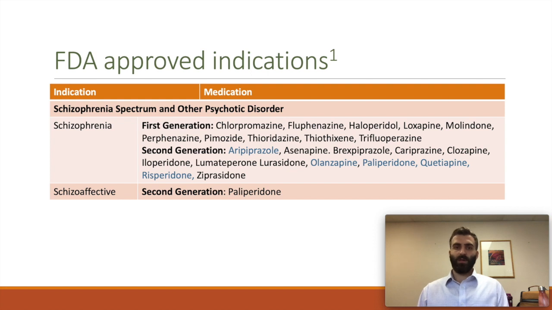First, I wanted to start with FDA approved indications. This first slide here is schizophrenia spectrum and other psychotic disorders. As you would guess, nearly all of the antipsychotic medications have that FDA approval for schizophrenia. I didn't include all of the first generation agents, but a lot of the most commonly used ones. And as for schizoaffective disorder, only paliperidone technically has that FDA approval, but in practice, you'll see prescribers go off label frequently for schizoaffective disorder, and most of the antipsychotics have some degree of efficacy there.